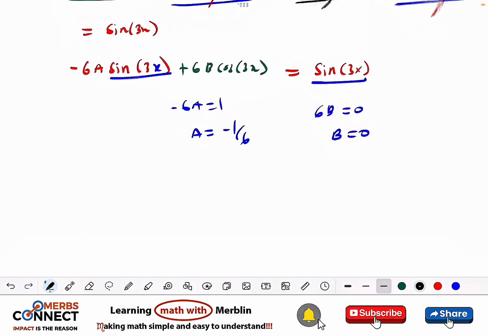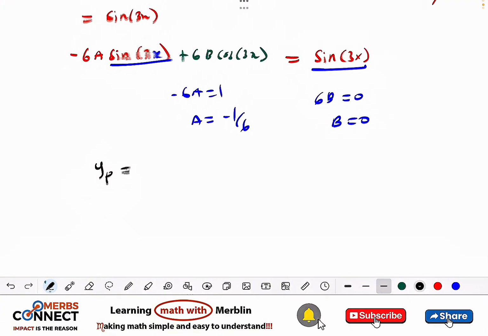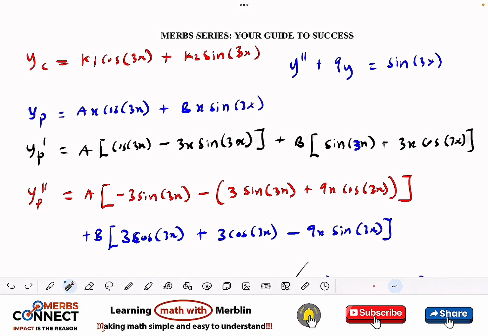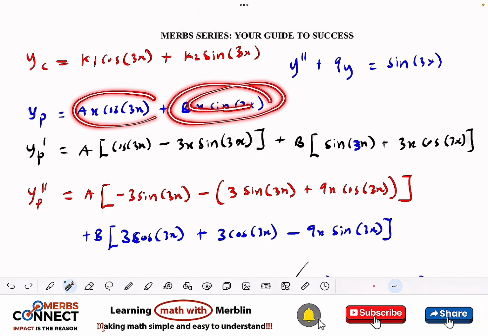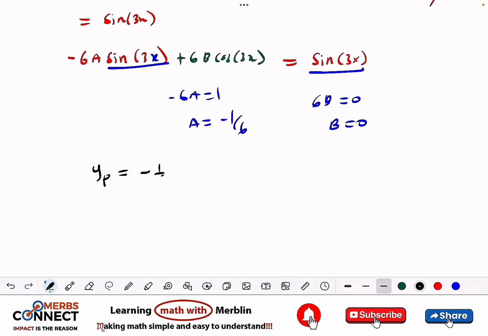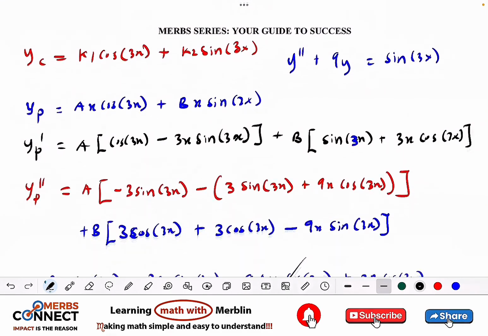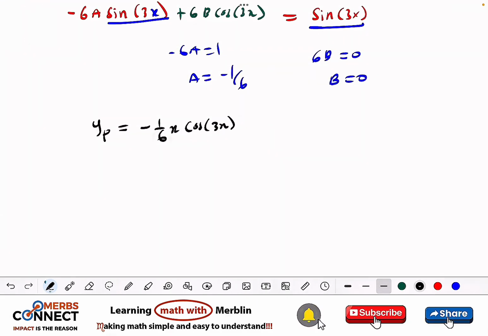Indeed. So our particular solution will be equal to, so what is this? Here, b is 0, so this one will go to 0, so it will be left with this one. So we are going to have minus 1 over 6s cos 3x. Is that right? Good. So now, finally, we write the general solution.